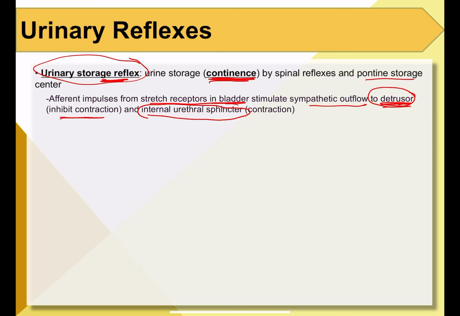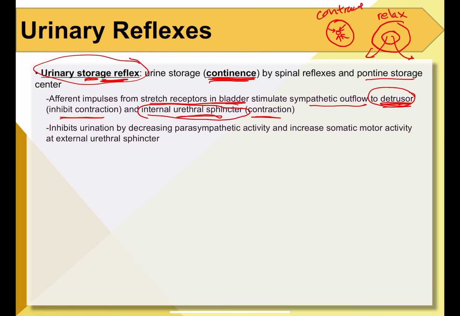And then your internal urethral sphincter will contract. Because the sphincter, remember, is a little hole like this. If it's contracted, it closes up that hole, so it doesn't allow fluid through. When a sphincter relaxes, it opens up that hole, so now fluid can come out. So that's why when you're trying to store something, you want that sphincter to contract.